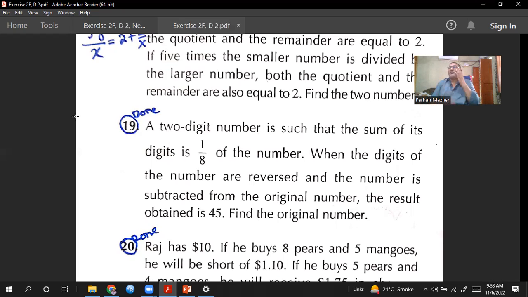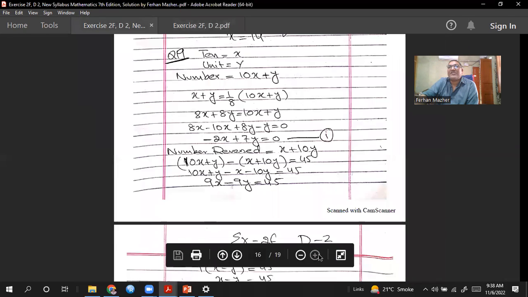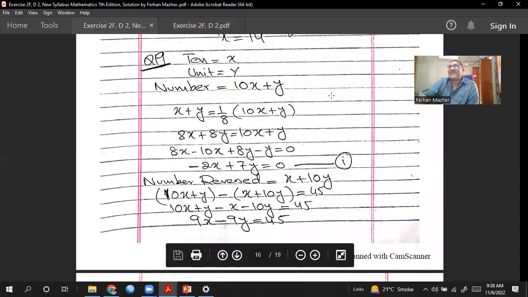In the same way, suppose the unit digit is y and the tens digit is x, then the number will be 10x plus y. And if you reverse the digits, for example, if you have 24 and when you reverse it becomes 42. So if you reverse the digits, then the number will become 10y plus x. Let me show you how I have done this. It's very easy. I hope you have learned this concept in your previous classes.